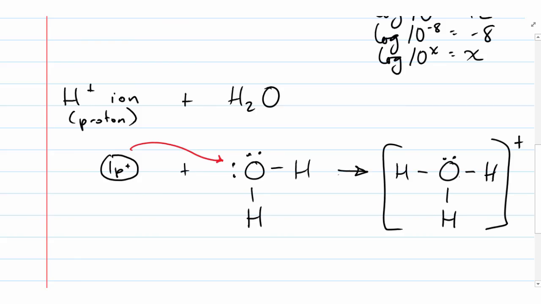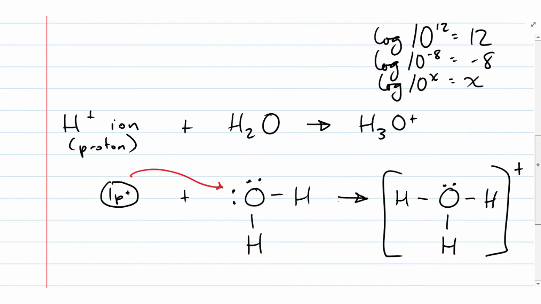And of course, we have a leftover positive charge. And of course, this particle again is called hydronium ion. Exactly. So what happens then is that a proton or hydrogen ion attaches itself to a water molecule and forms a hydronium ion.